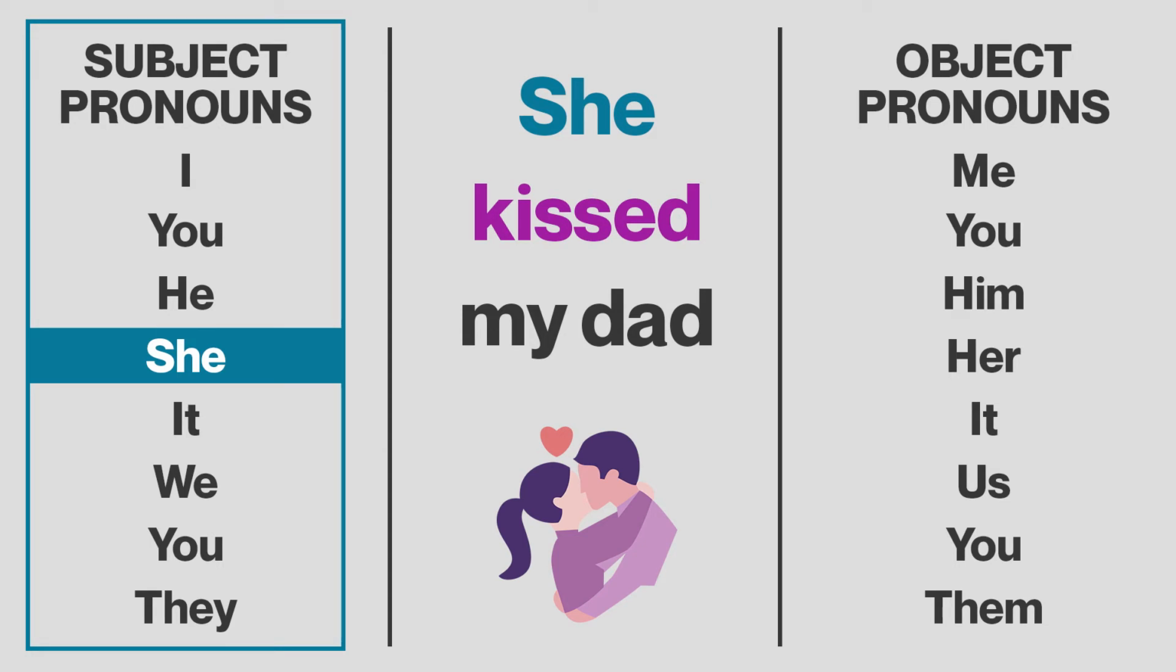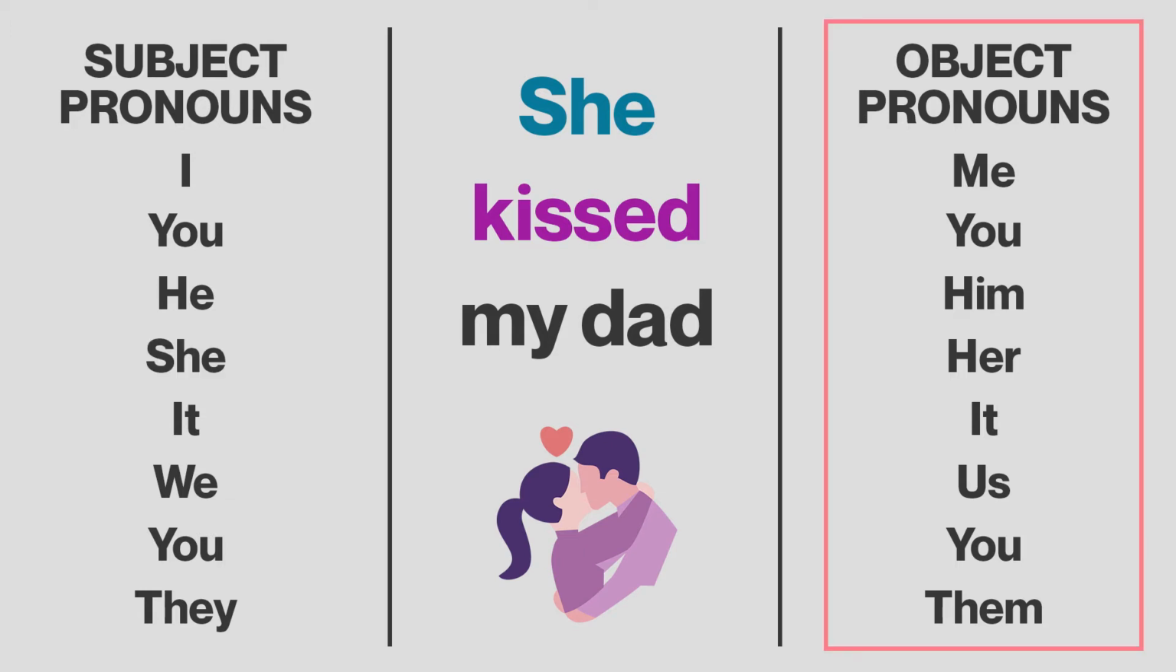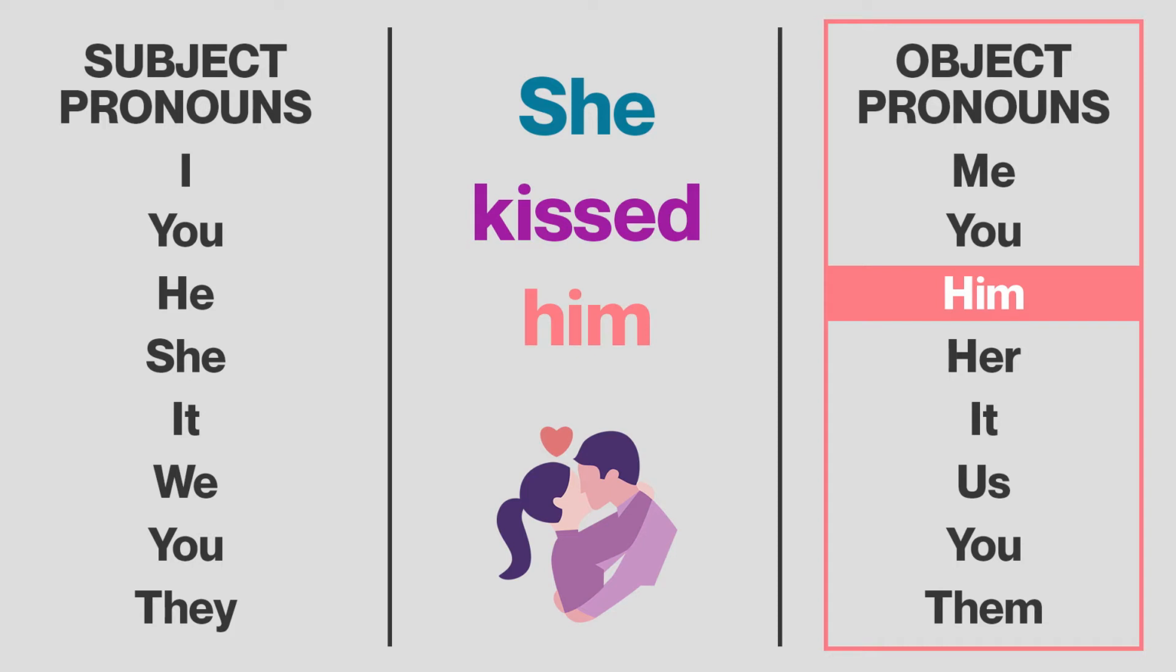Now, my dad goes after the verb. And do you remember what we use after the verb? Yes, object pronouns. Which object pronoun can we use to replace my dad? Him. Very good. So we can also say she kissed him.